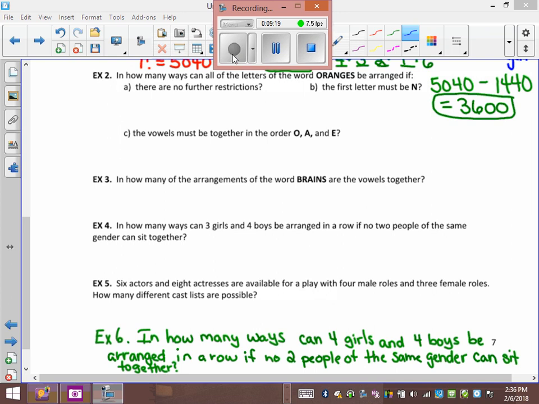In how many ways can all the letters of the word oranges be arranged if there are no further restrictions? Oranges. 7 factorial, which is 5,040. The first letter must be N. So we have N here, which is 1, then 6, 5, 4, 3, 2, 1. So 6 factorial, which is 720.